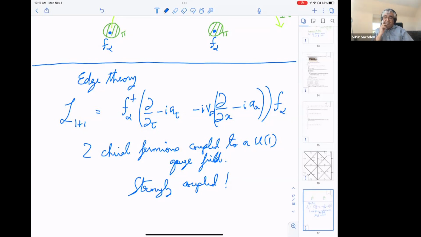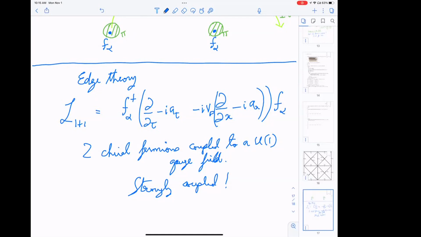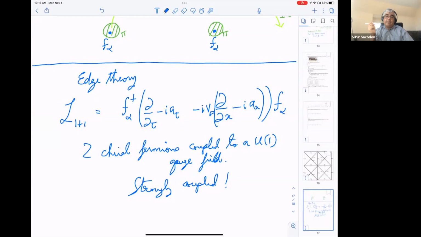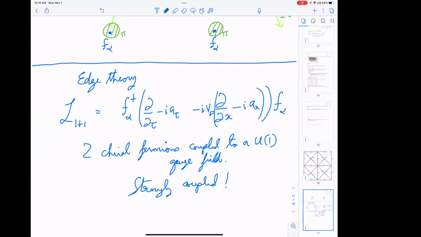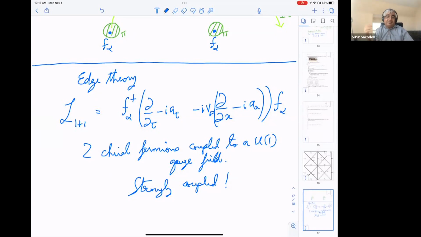The boundary conditions are defined modulo 2 pi. So I suppose if you put the boundary on a circle, then it's up to... Right, but the boundary is parameterized. So let me see if I understand. The boundary is parameterized by x and tau. Yes. Okay. So are there any boundary conditions on A tau and A x or not? Well, let's put the boundary theory on a circle, and then everything is periodic modulo 2 pi for the gauge field.